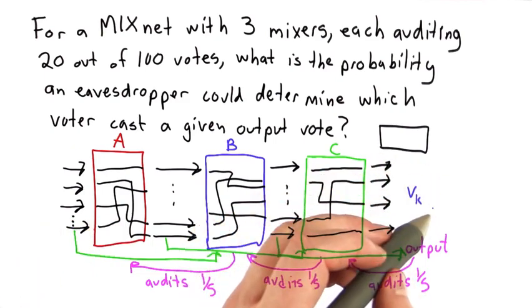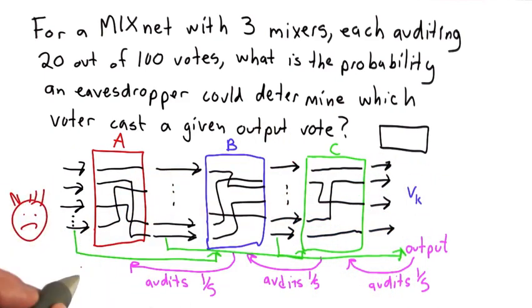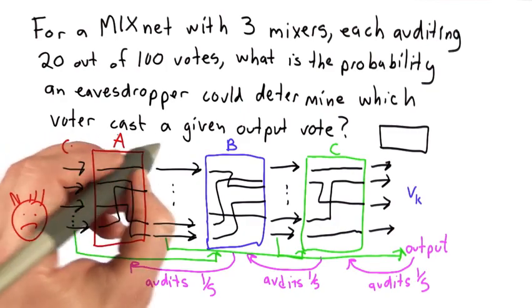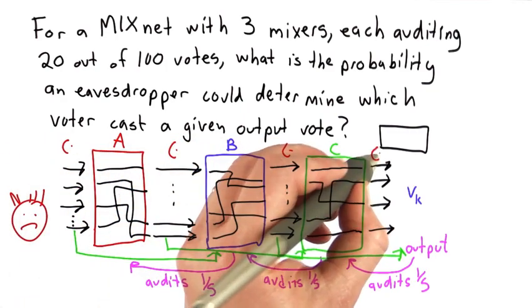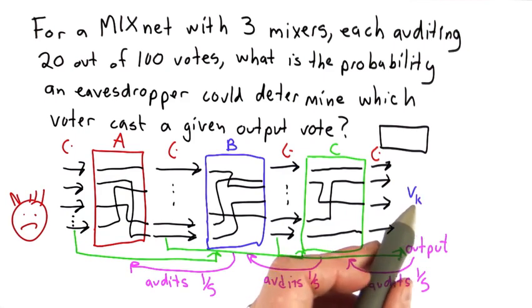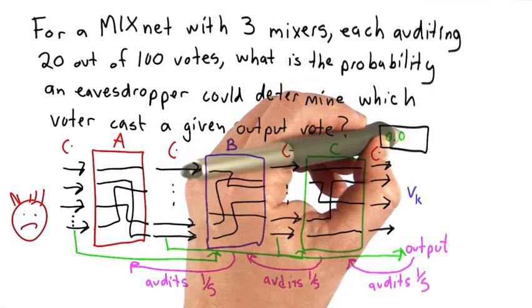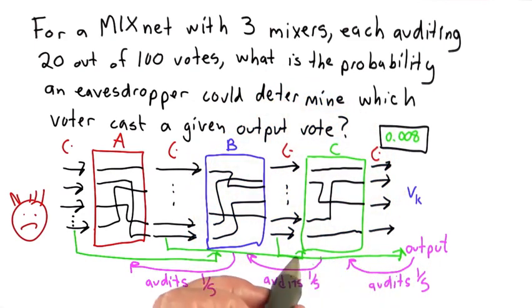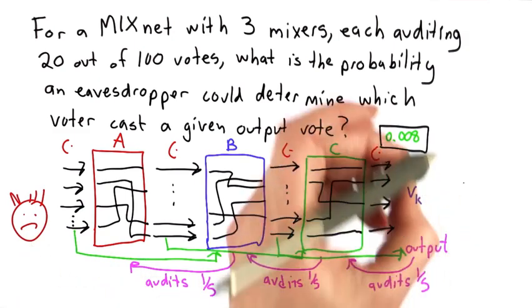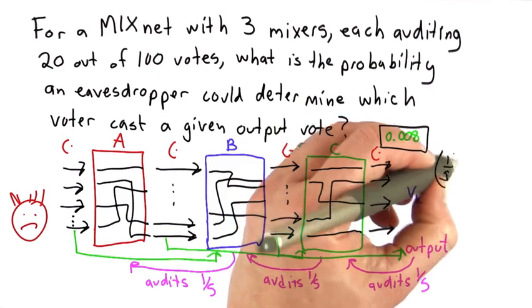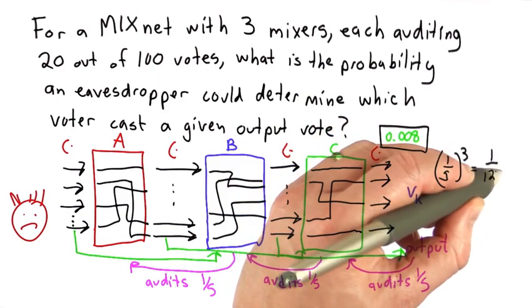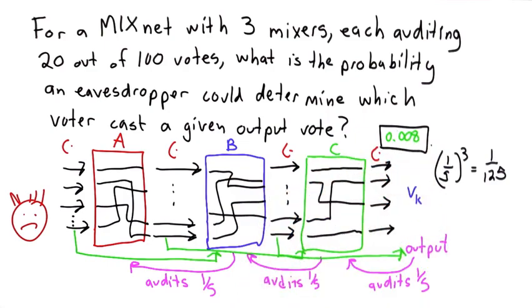And at the end of this, some votes are revealed. And the question is if an eavesdropper who can observe messages along all of these channels can determine which voter cast this vote. The answer is 0.008. At each step, there's a 1/5 probability of seeing that particular vote at both stages and knowing how it was mixed. So in order to trace the vote all the way back, we need to see that same vote each time. So that would be 1/5 to the third, which is 1 divided by 125, which is 0.008.